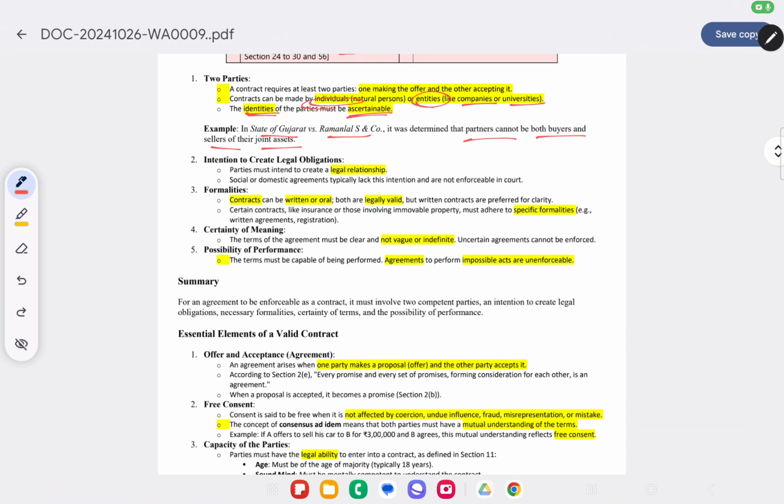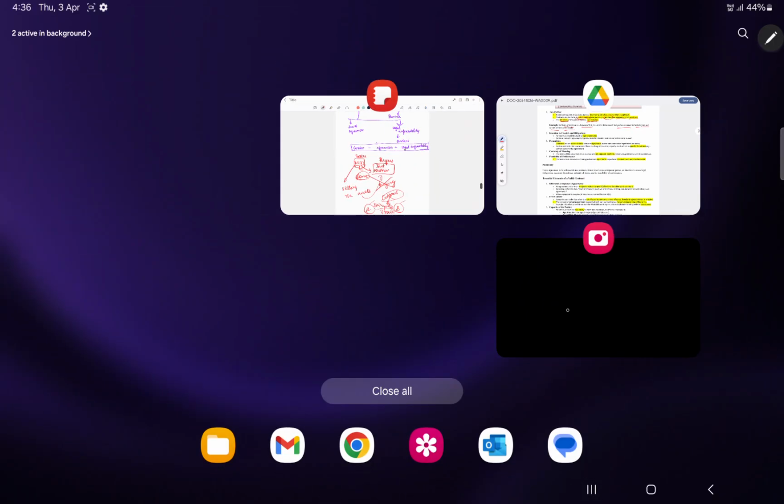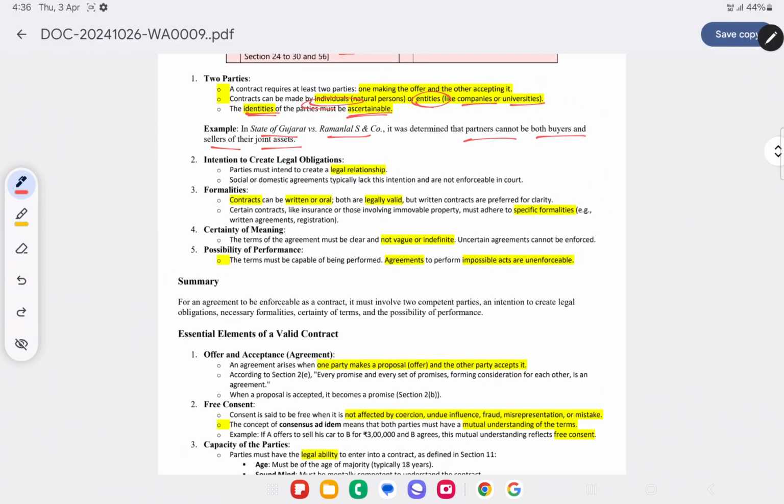Now there must be some intention to create legal obligation. What do you mean by that? Legal obligation, legal relationship. Social or domestic agreements are not contracts. They're not enforceable in a court of law.